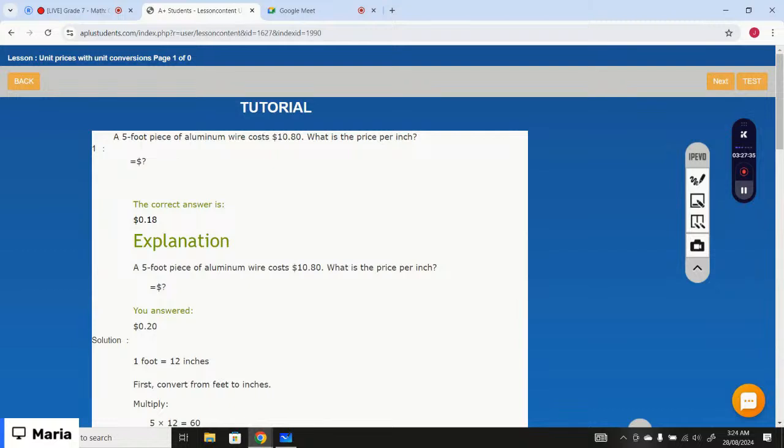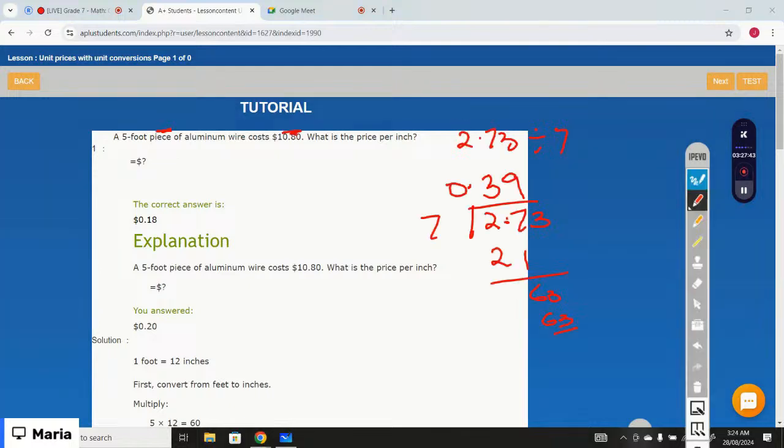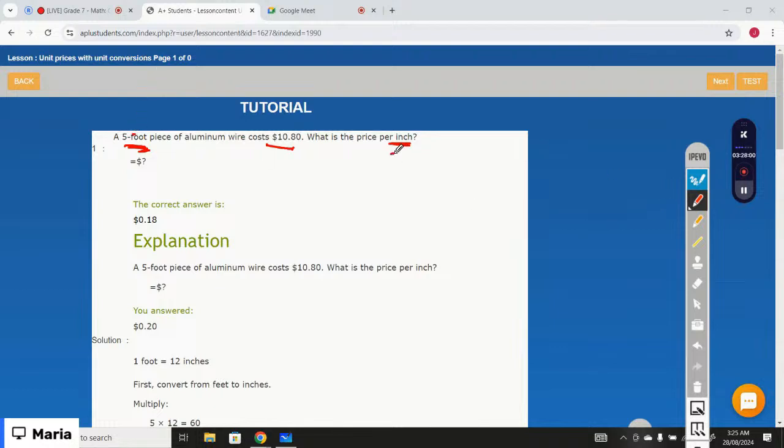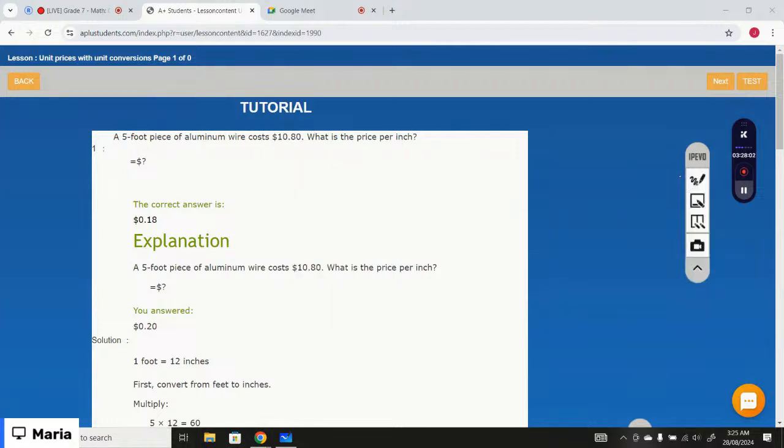A 5 foot piece of aluminium wire costs $10.80. What is the price per inch? So understand the question first, right? Here you are given the price of a 5 foot piece of aluminium, that is $10.80. But you need to calculate the price per inch. First you have to do the unit conversion, right? You have to convert the 5 foot to inches first, because you need to calculate the price per inch.